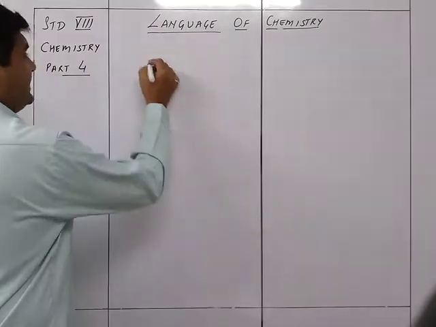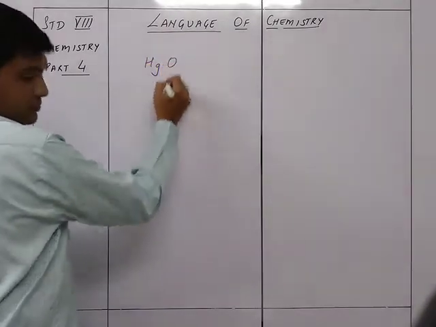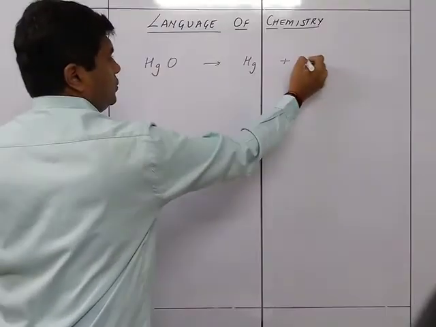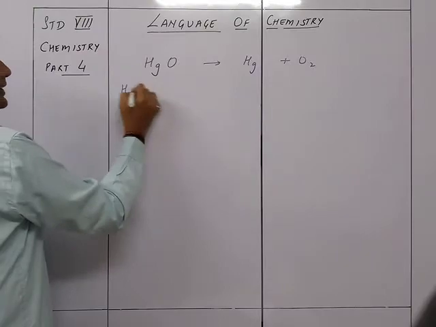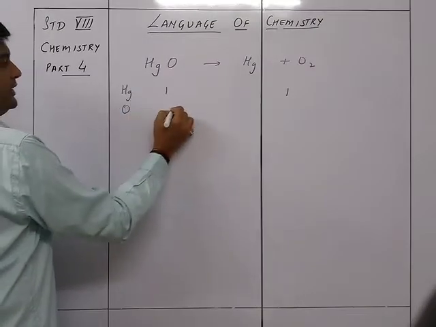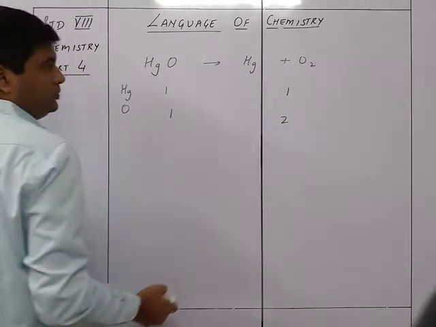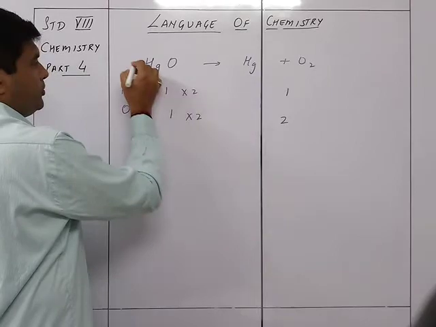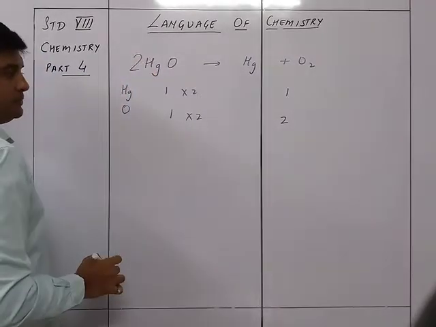So the first one is HgO gives you Hg plus O2. So Hg is 1, over here it's 1. O is 1, here it is 2. So automatically I need to multiply this by 2. So this also gets multiplied by 2, because I am going to put a 2 here.